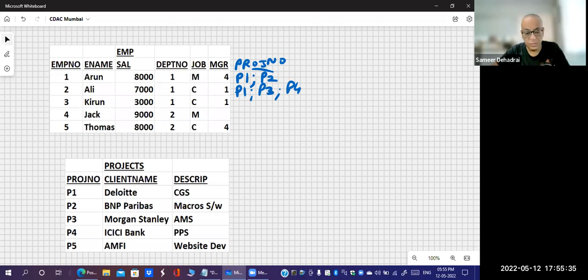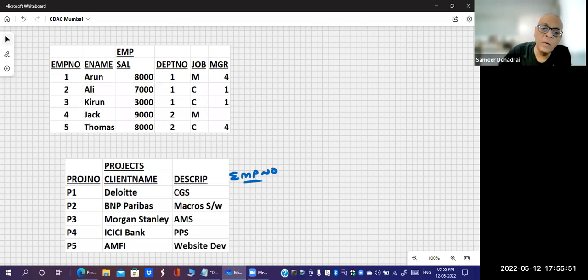The second solution that was offered by another student was in the projects table, you store employee number. So project number P1, employee number 1 and 2 are working. Project number P2, employee number 1, employee number 3, and employee number 4 are working, and so on. That's the second solution.